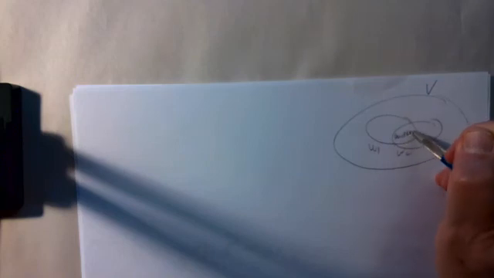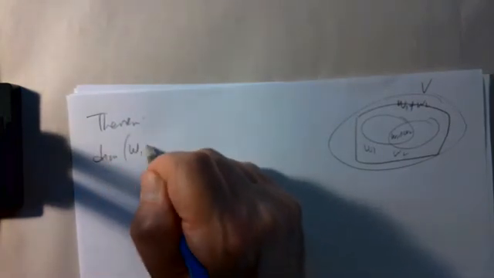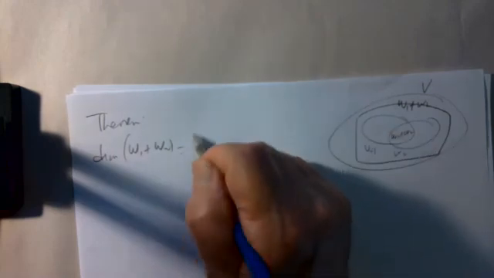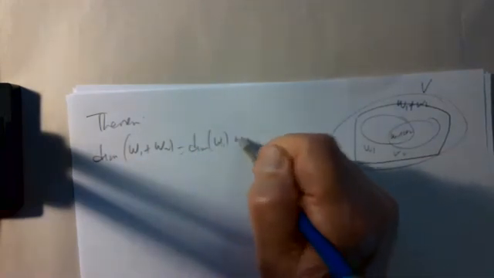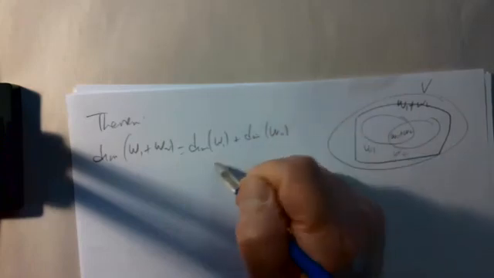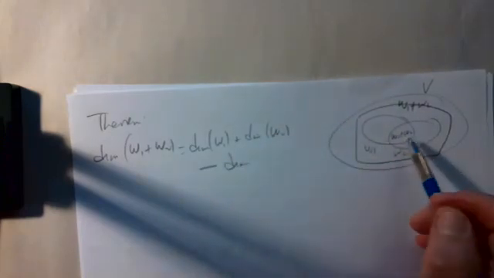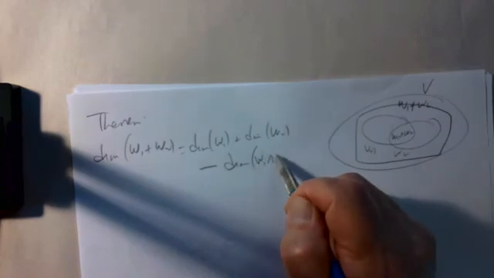So let me draw a picture again. Here's V, W1, W2, W1 intersect W2, and W1 plus W2. And the theorem says the dimension of W1 plus W2 is the dimension of W1 plus the dimension of W2 minus the dimension of the vector space in the middle, which is the intersection of the two.